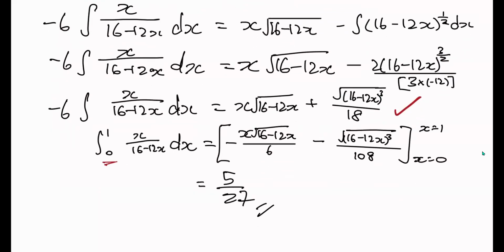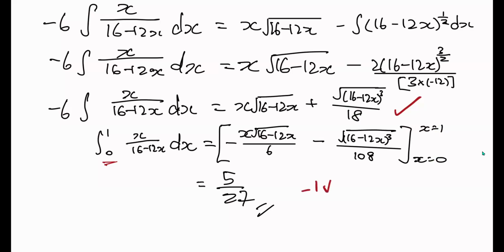So you just have to divide by a negative 6 to the right hand side. Dividing by negative 6, if you bring it into the 18, you end up with negative 6 times 18, which is negative 108. And then you sub in the upper and lower limits, 1 and 0. Is it 5 over root 27? I'm not sure. Let's see.